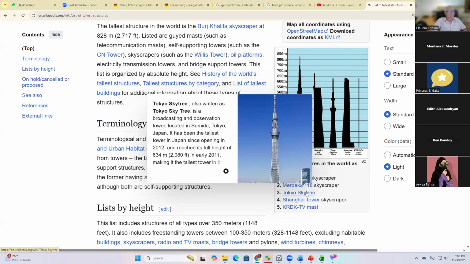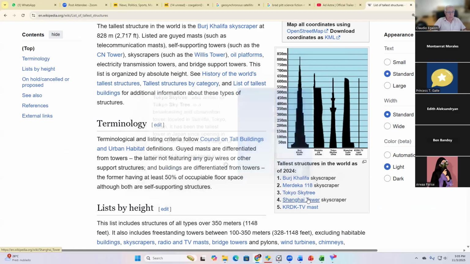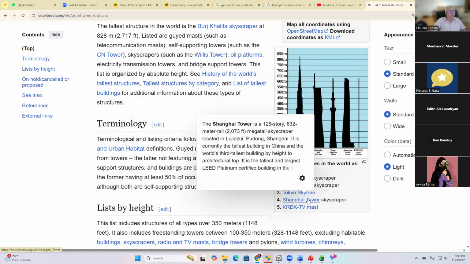634 meters. Now think about that. We're trying to build something that's 100 kilometers high. This is small potatoes compared to what we want to build, right? Compared to what was described in that science fiction movie. And we have Shanghai Tower. Okay, only 632 meters high.